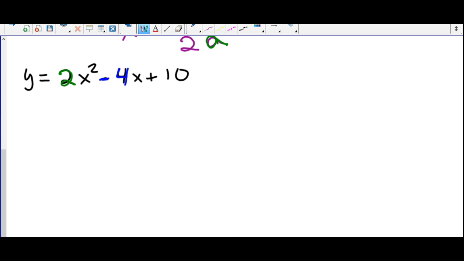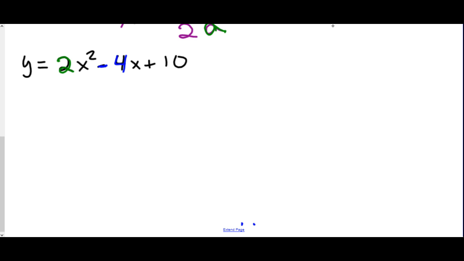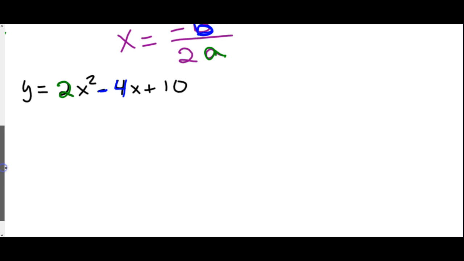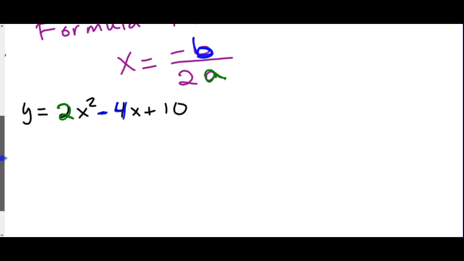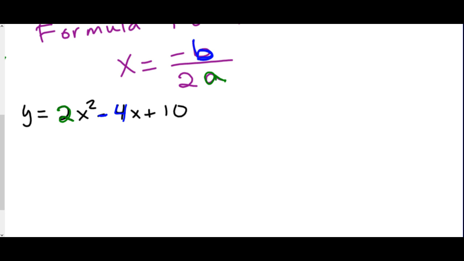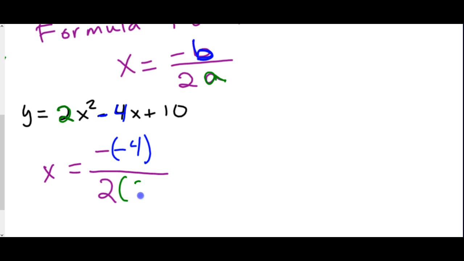So the formula was negative b over 2a. We still have the negative sign from the formula. Then we have negative 4, so we actually have a double negative sign. Usually we put it in parentheses just so it doesn't look really weird. Over 2 times a. Again, I'm going to put this in parentheses, so 2 times 2.